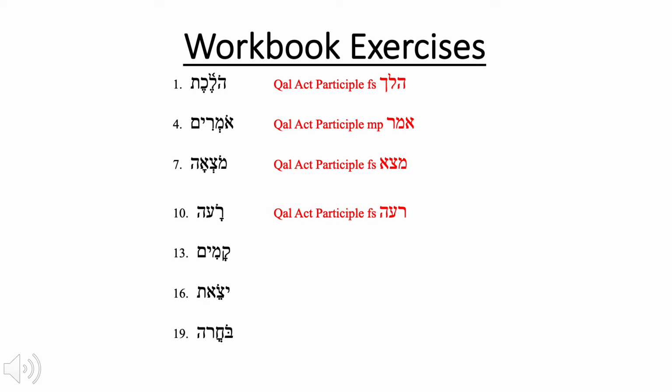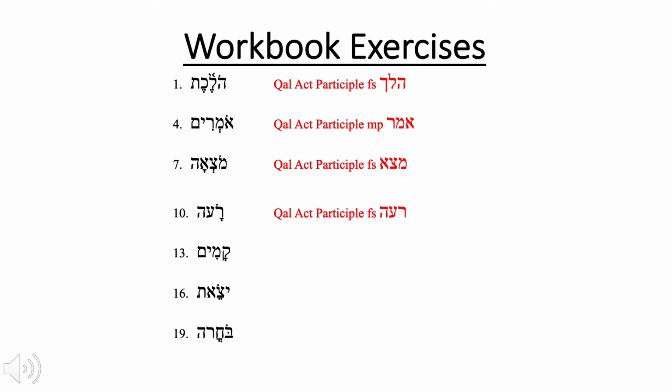Number 10 is a Qal active participle feminine singular, which is indicated by the qamets hey here on ra'ah. Even though hey is part of the root, it is still indicative of the feminine singular. If this was a masculine singular, it would actually be ro'eh, with a segol and a hey, rather than a qamets and a hey.